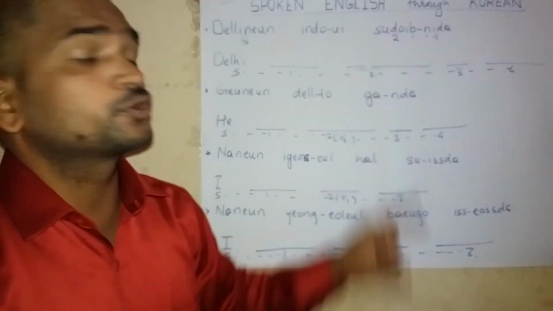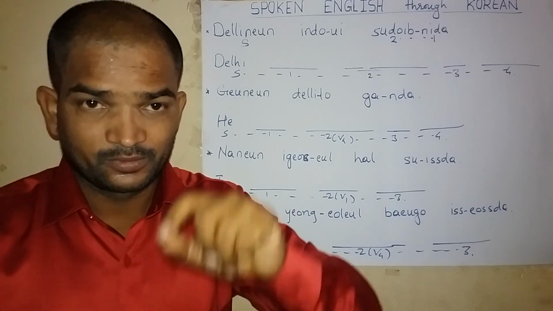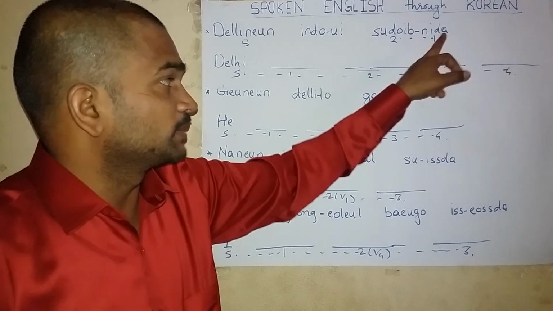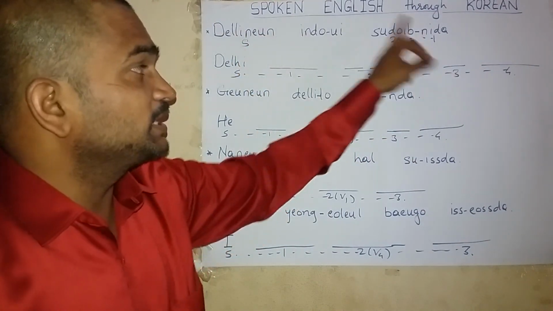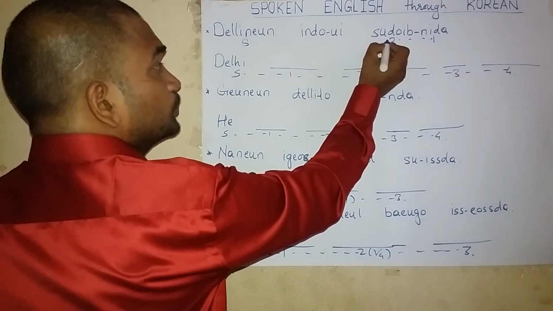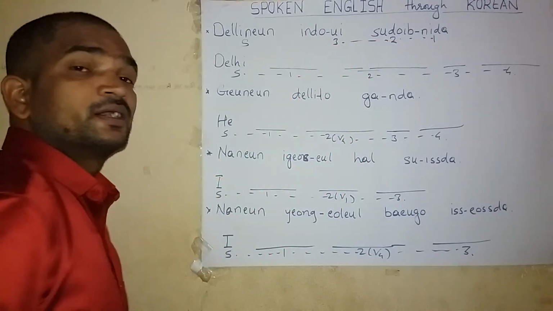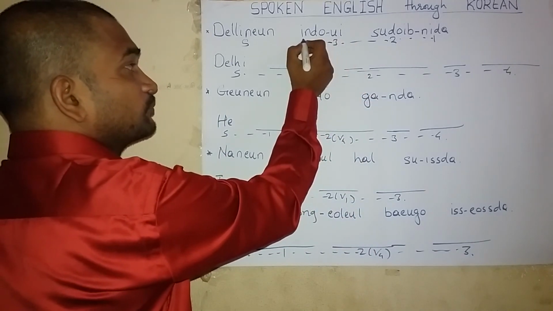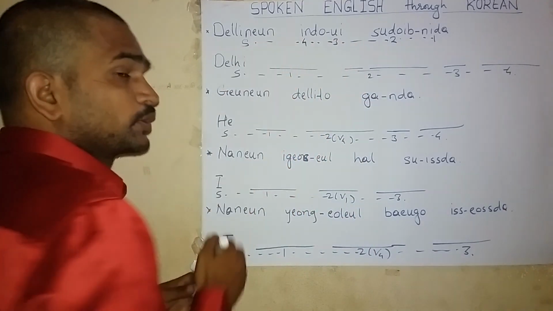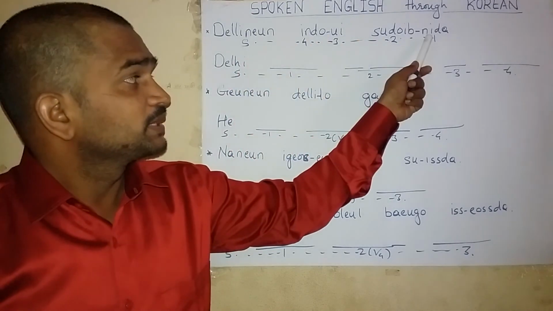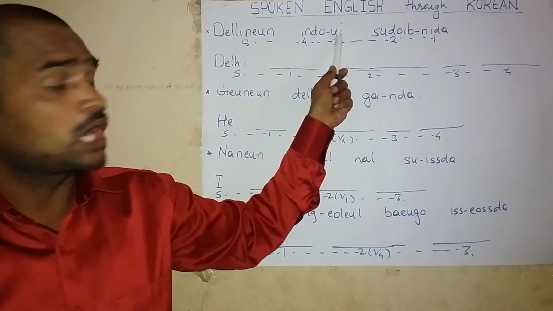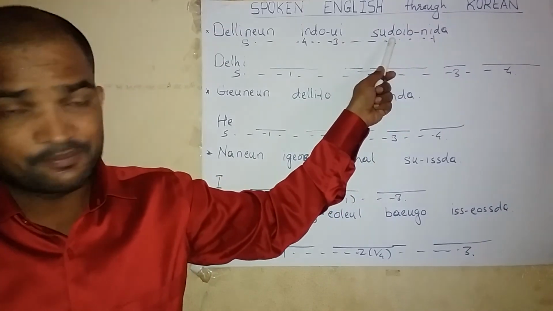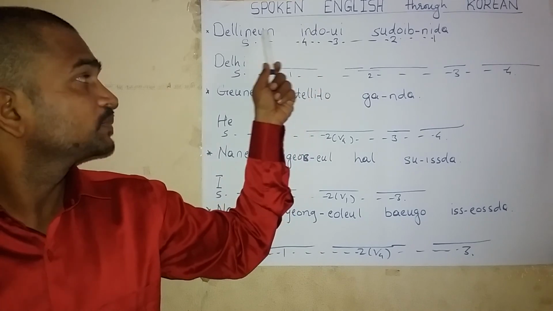Before that, the word above two is Sudoib. The English word for Sudoib is "the capital". Look here: "is the capital". Delhi is the capital. Before two, above three is we. The English word for we is "of". And the English word for Indo is India. Look here: Delhi is the capital of India.